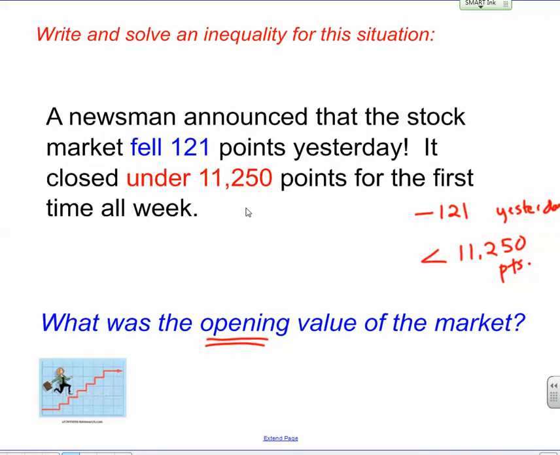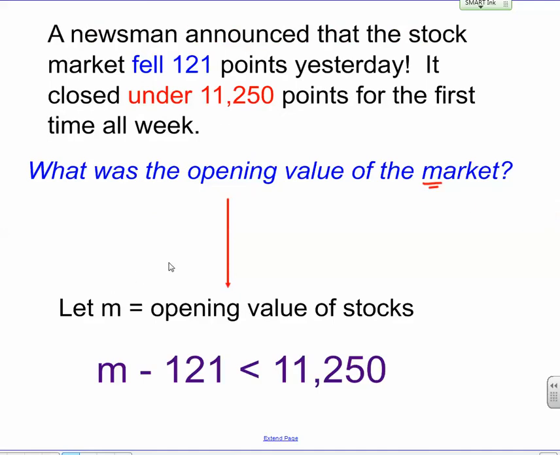Okay, then we did this one about the stock market. We wrote down the key points. You can take a minute to read it again. And the question is, what's the opening value of the market? In order to find the opening value of the market, we need to decide what variable we're going to let represent the opening value of the stocks. And we know that whatever it was at the beginning of the day, it fell 121 points, so we have to subtract 121. And at the end of the day, it was less than or under 11,250 points.